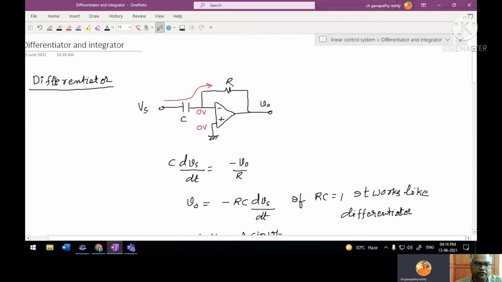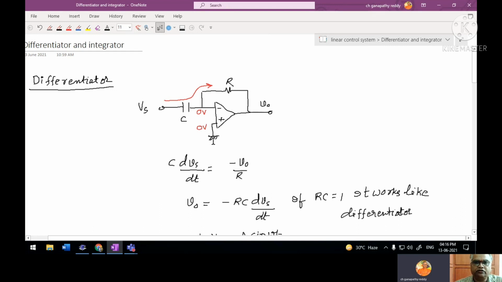So first we'll start with the differentiator. This is the standard circuit of the differentiator. Inverting terminal, non-inverting terminal. Non-inverting is connected to ground. Source Vs is connected to the inverting terminal. Here we have a capacitor and a resistor. Output voltage is V0. So let us see how this is working like a differentiator.